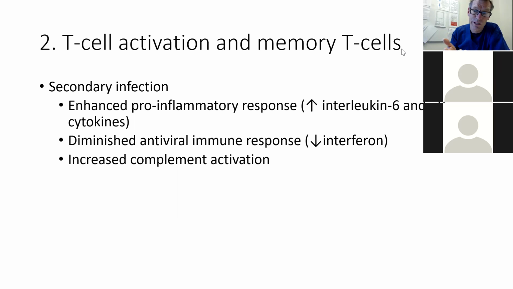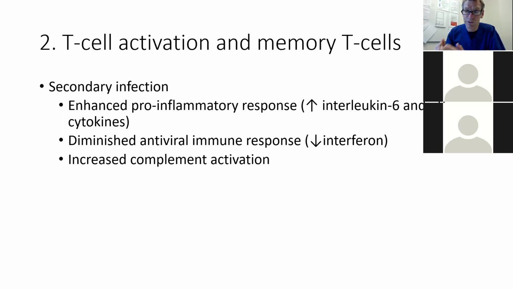Whenever we get an infection, we're producing cytokines, and if we get a very bad infection with sepsis or septic shock, then we're producing a lot of cytokines. And with dengue, especially with the second or third episode, there's a lot of these cytokines, especially interleukin-6, which is a cytokine that causes a lot of inflammation.